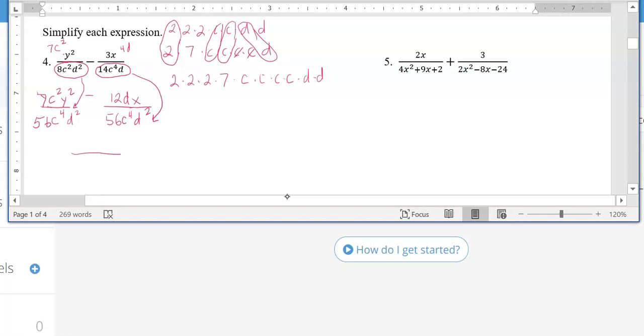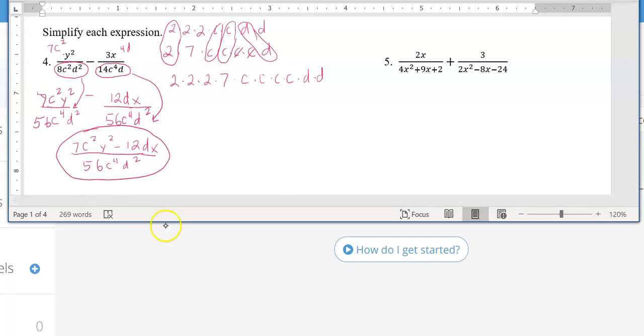Okay, now you're ready to put these two together. So you've got a common denominator. So you know this is going to be the denominator of your answer. And the numerator is going to be these two combined. Now, we don't have any like terms, so the best we can do is show that these two are going to be subtracted. Can't combine any like terms in this case, but we can show the subtraction of the two terms. So there's my answer for number 4.